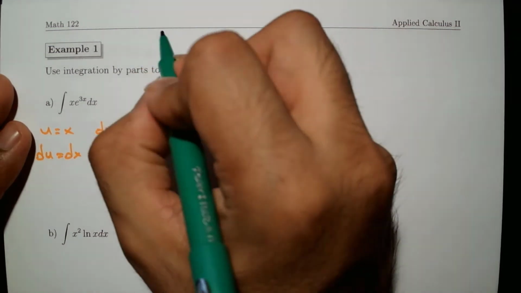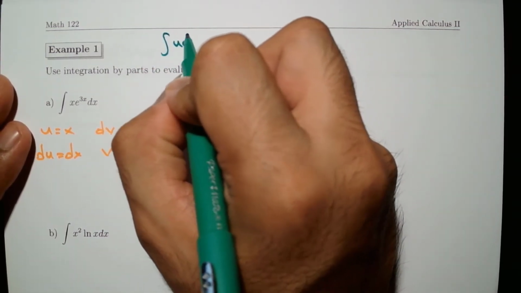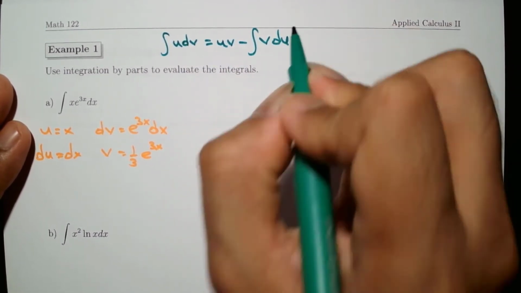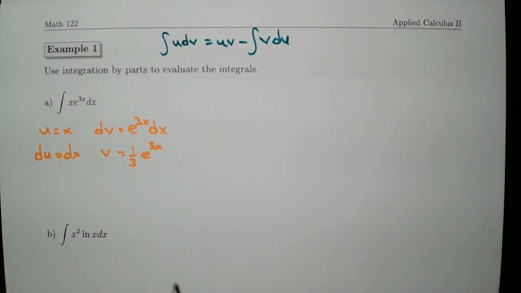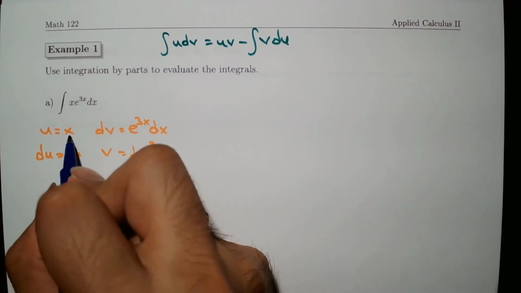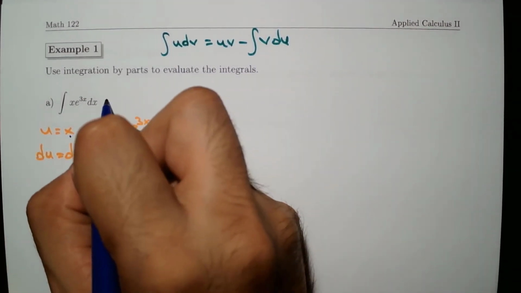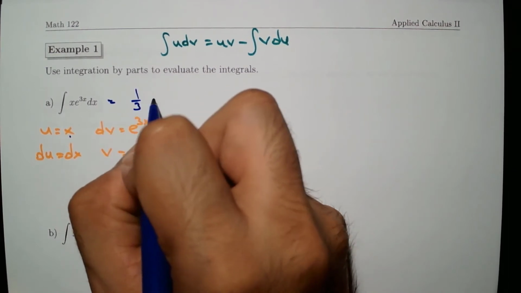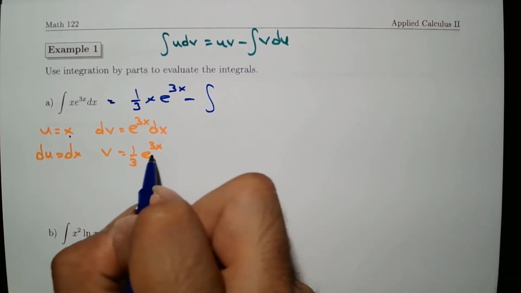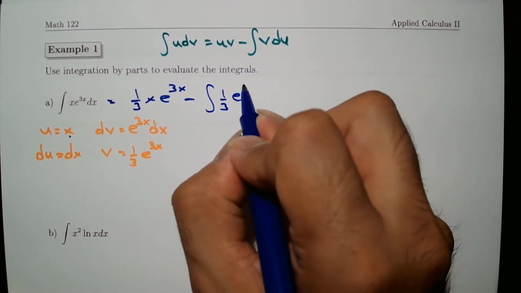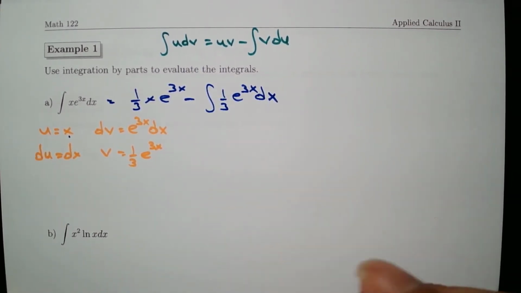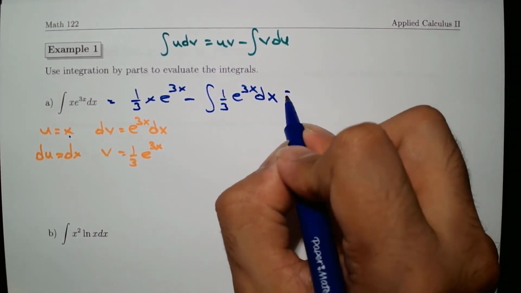So let me recall the formula. Integral of u dv equals u times v minus the integral of v du. This will come in handy when it comes to setting up the result. So we're going to multiply u times v, in other words, x times 1/3 e to the 3x, which will result in 1/3 x e to the 3x, minus the integral of v, which is 1/3 e to the 3x, du, which is simply dx. Before integrating this, I'm going to take this constant out of the integral.